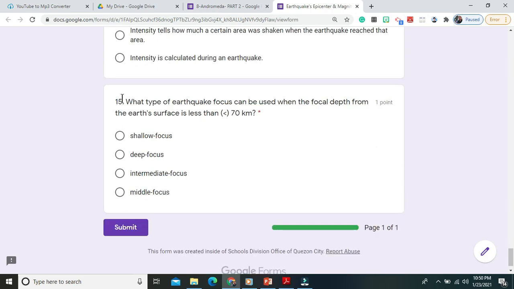Question number 15. What type of earthquake focus can be used when the focal depth from the Earth's surface is less than 70 kilometers? The correct answer is shallow focus.